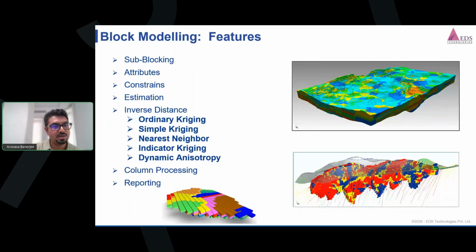And then estimation. In estimation we can use different types of estimation methods. Suppose inverse distance method, ordinary kriging, simple kriging, nearest neighbor, indicator kriging, dynamic anisotropy method also we can apply here. And column processing is another option to calculate the thickness of the ore body, minimum thickness and maximum thickness of the ore body. And finally we can generate the standard report file format.